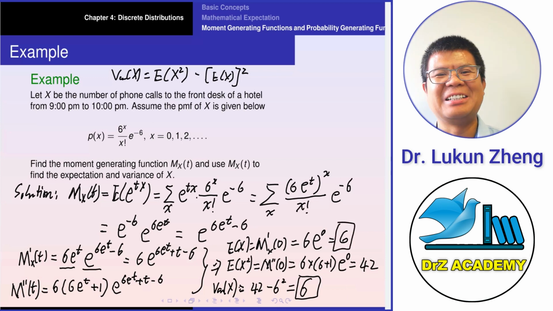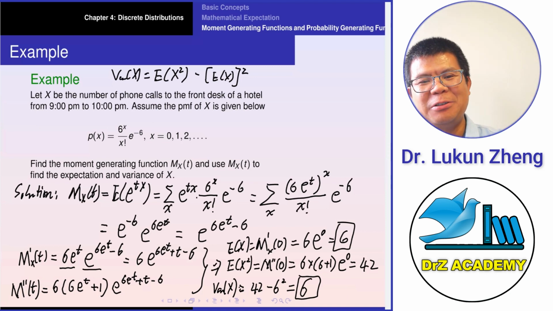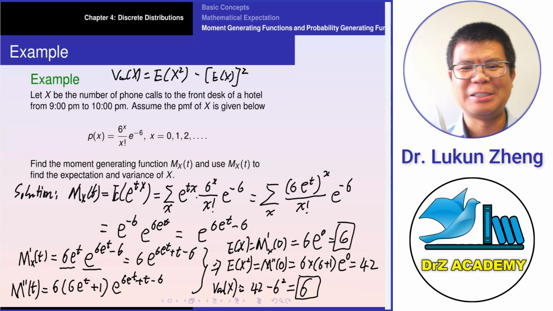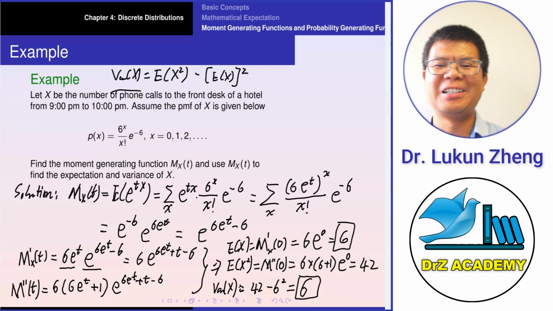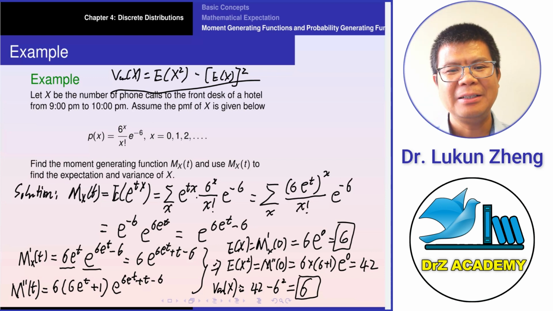We used the moment generating function: we first found the moment generating function and then used it to find the first two moments, and the variance is simply found using this formula. Alright, very good.